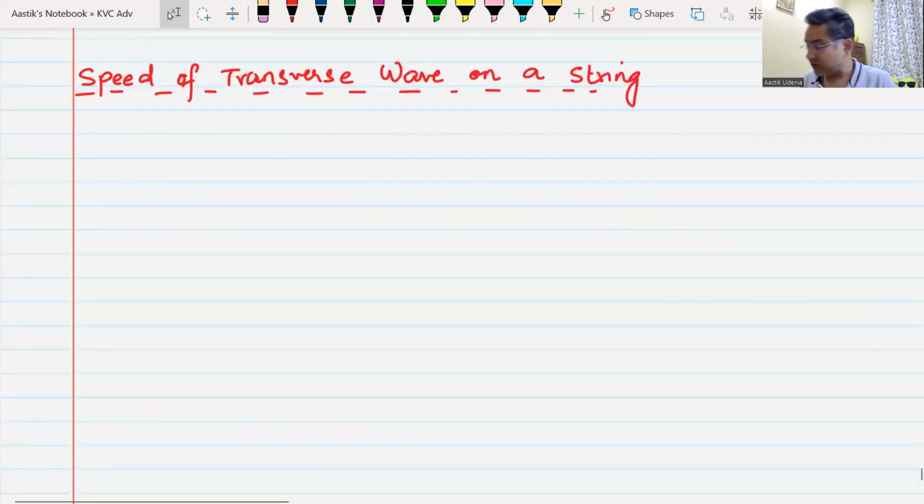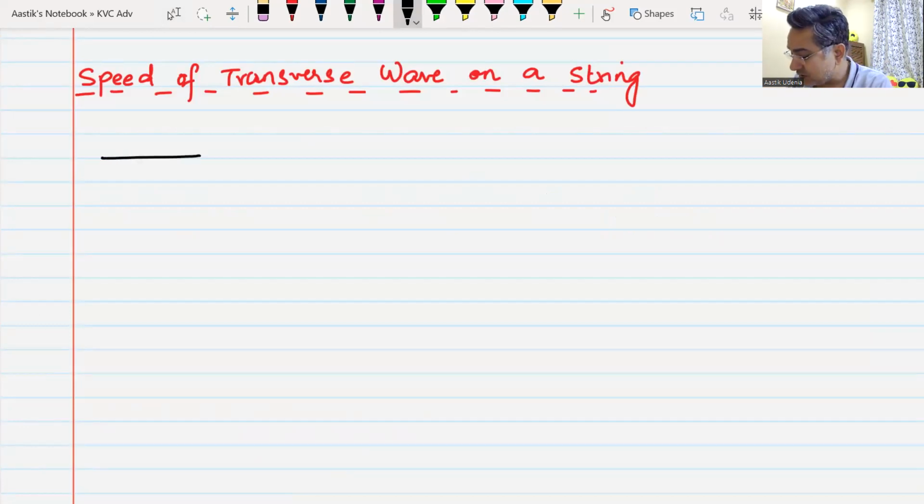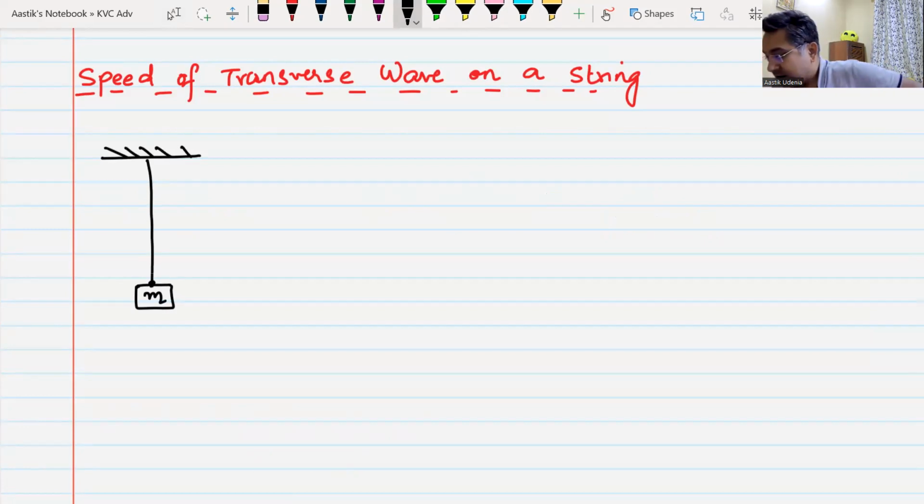Okay. Now the next topic that we have is the speed of a transverse wave in a string. And to understand this, you just have a string. It would be a wire in this case, and you hang a mass with this wire. Now, as soon as you hang a mass with this wire, this string will have tension. Yes or no?